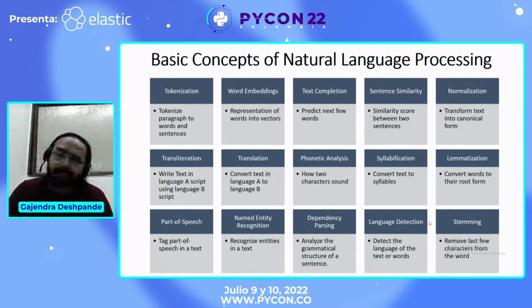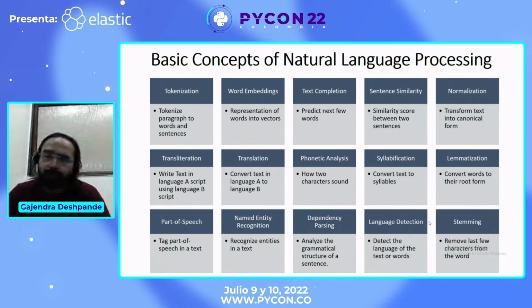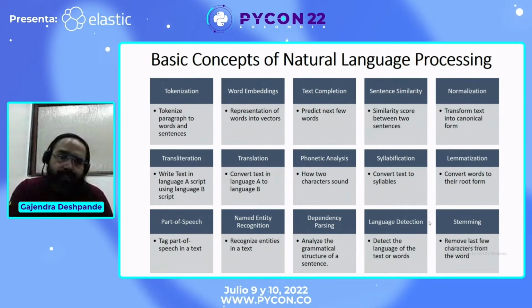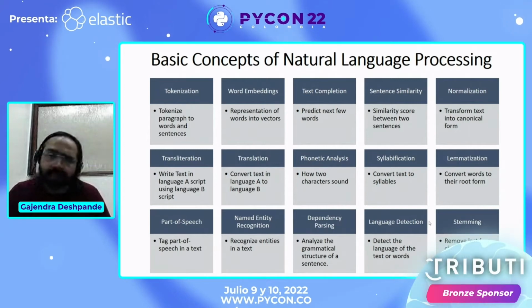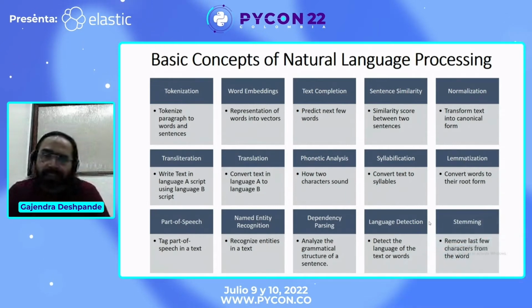Then similarly, in similarity, we compute the similarities between two sentences. Then normalization, where we convert text into canonical form, basically a unified form. Then transliteration, where we write the text in language A using the script of language B. In translation, we convert the text in language A to language B. Phonetics deals with how to correct the sound. Then syllable, where we convert the text into syllables. Of course, we are not going to use all these concepts.